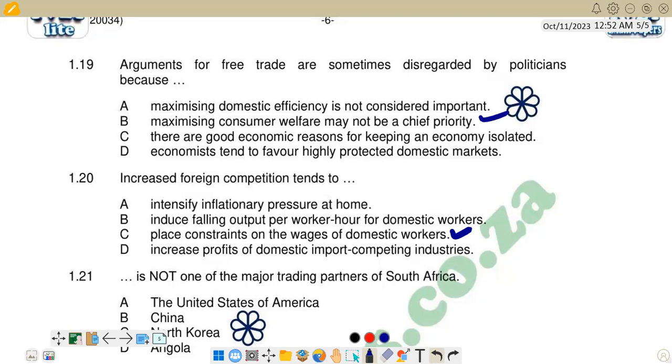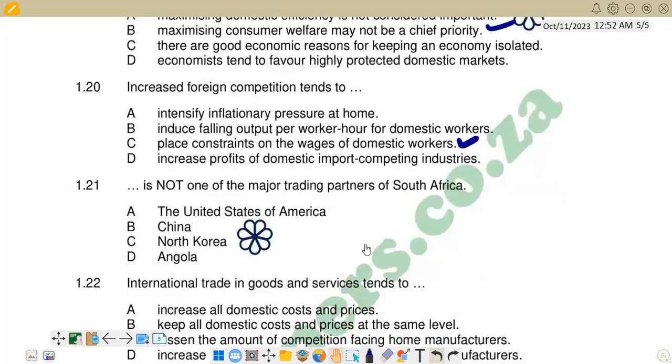Let's look at all the options that we have there. We've got United States of America, China, South Korea, Angola. Angola is an African country, which makes it a trading partner. United States is also a trading partner. China, we've seen that China is also a trading partner of South Africa. So South Korea becomes the most appropriate there, which is not one of the major trading partners of South Africa. So South Korea here.